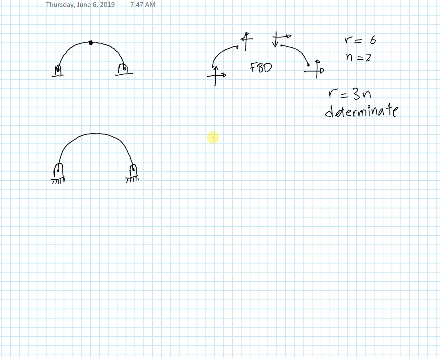Then I can say that I have 4 reactions, 2 at each support, and I have a single element describing the entirety of my structure. So here I can say that R is in fact greater than 3n, because 3 times n is equal to 3, and so we have an indeterminate structure.